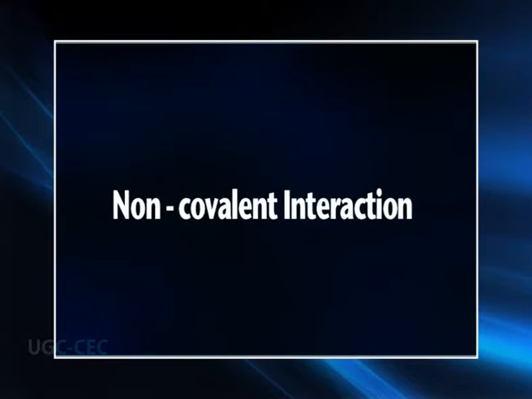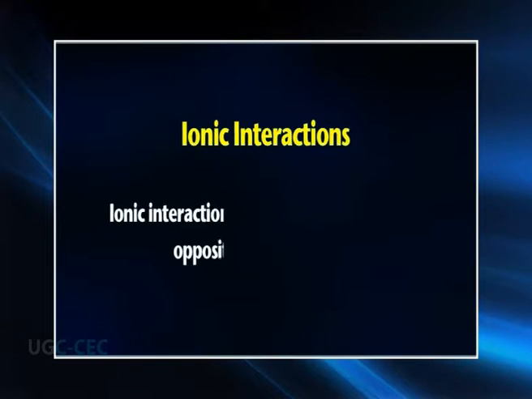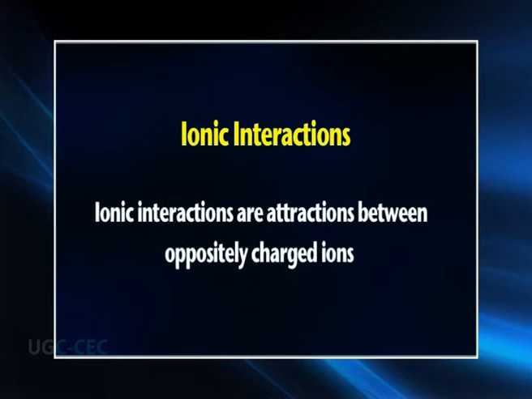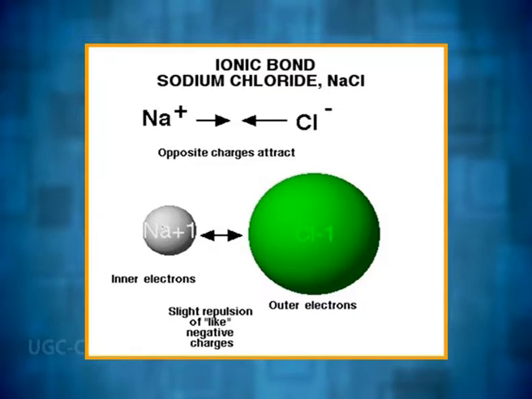Non-covalent interactions. First, ionic interactions. Ionic interactions are attractions between oppositely charged ions. Ionic interactions form from the attraction of a positively charged ion, a cation, for a negatively charged ion, an anion, NaCl for example. The bonding electron contributed by the sodium atom is completely transferred to the chlorine atom.